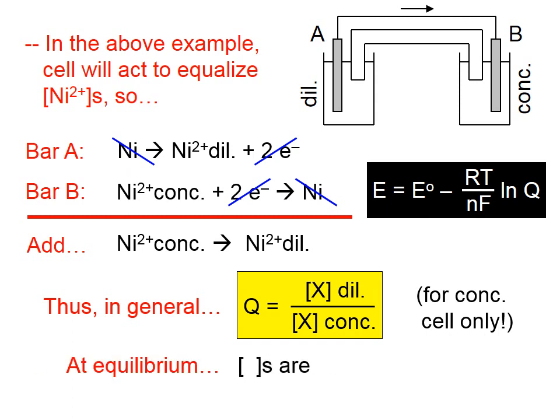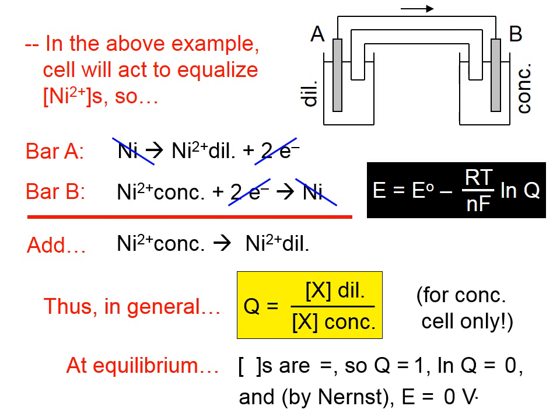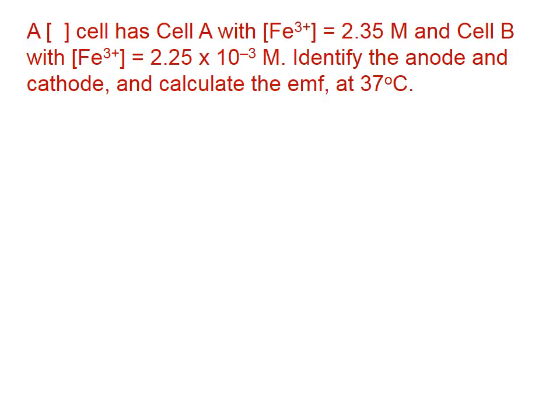At equilibrium, the concentrations are equal. And if the concentrations are equal, Q would equal 1. And if Q equals 1, then the log of 1 is 0, which means, if you look on the right side of the screen, about halfway up, the Nernst equation, at equilibrium, if the log of Q is 0, then this term on the right falls away to 0. We mentioned on the previous slide that E naught is always 0 for a concentration cell, and E would equal 0. Let's try an example.